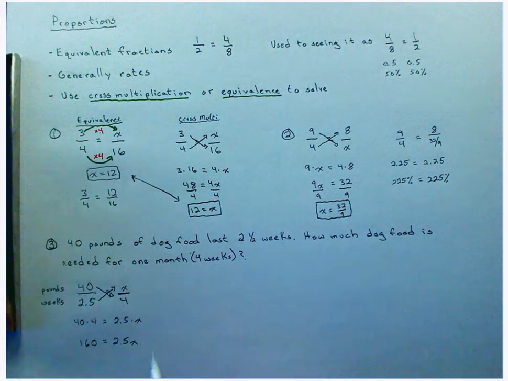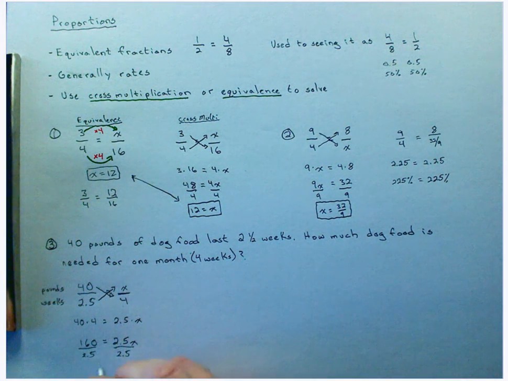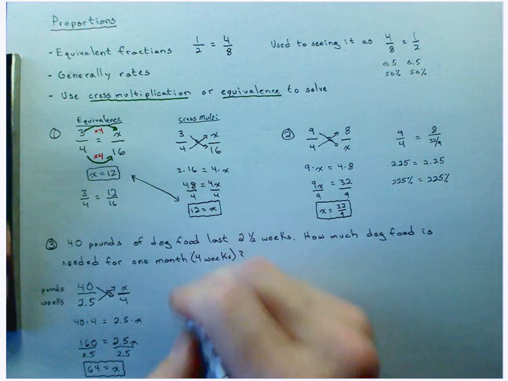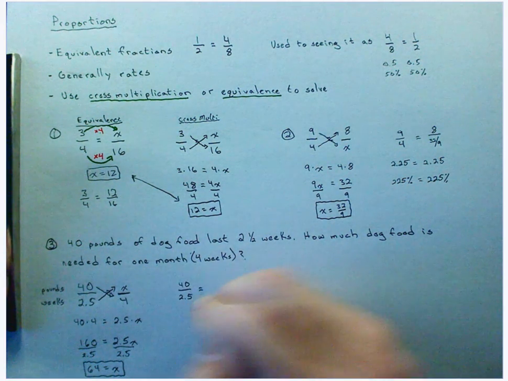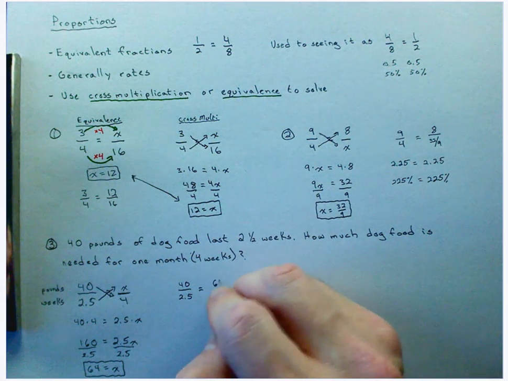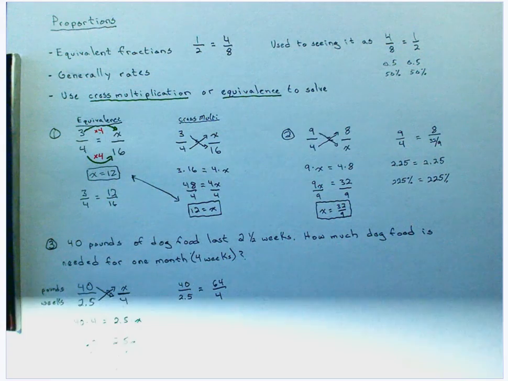Do you understand? All right, so divide both sides by 2.5. Again, this is a simple one-step equation. I want to get x by itself, so I divide both sides by 2.5. And 160 divided by 2.5 is 64. Again, I can check that. I can say, okay, 40 over 2.5 is equal to 64 over 4, and we'll do that by using the calculator.